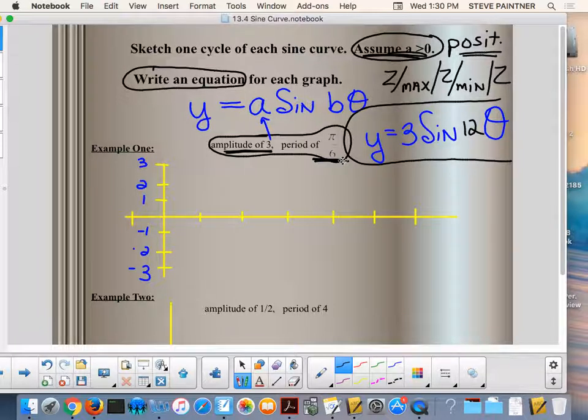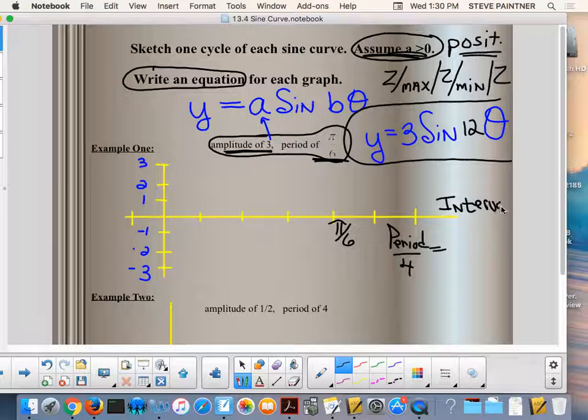Go 1, 2, 3, 4 intervals. Pi over 6. By right here, guys, I know the sine curve is done. It's already gone up and down and up. Okay, here's the hard part for you: what are your equal intervals to get to that? Divided by 4. There you go. It's just the period, whatever the period is, divided by 4, and that will be your interval.